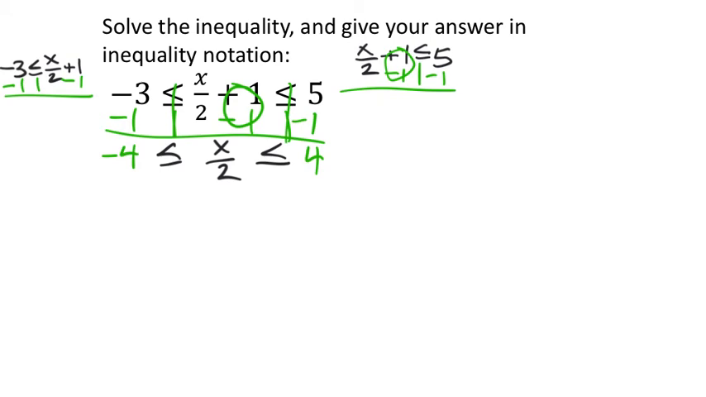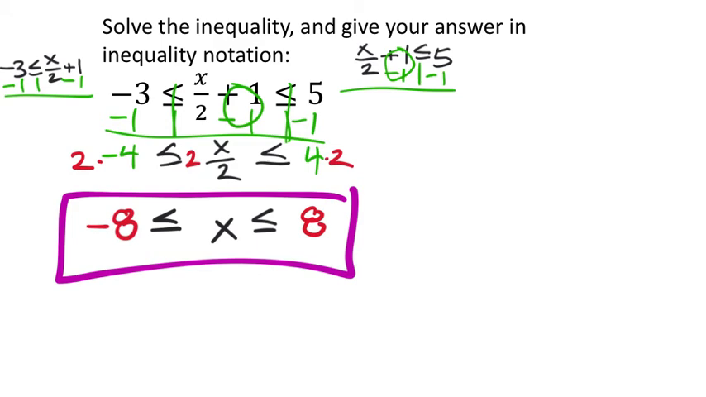And now, to solve this inequality, I just want the x in the end. And I don't want to divide by 2, so I'm going to multiply by 2. So multiply everywhere by 2, all parts by 2. So 2 times -4, that's -8. And then 4 times 2, that's +8. Okay, so -8 is less than or equal to x, which is less than or equal to 8. Okay, I guess they did want this in inequality notation, so actually that's as far as we need to go on this one.